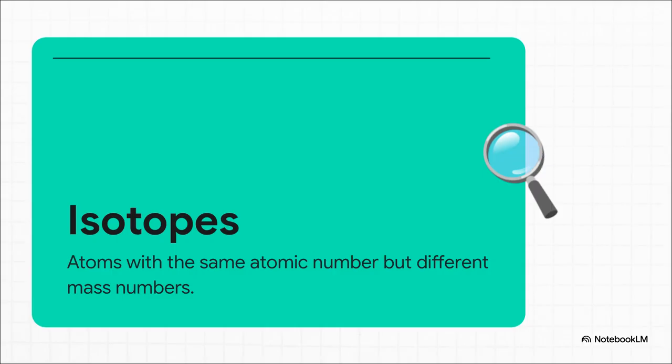And that's exactly what an isotope is. They're atoms of the same element, so they have the same number of protons, but they have a different number of neutrons. Think of them like different trim levels of the same car. They're both the same model, but one's a little heavier.